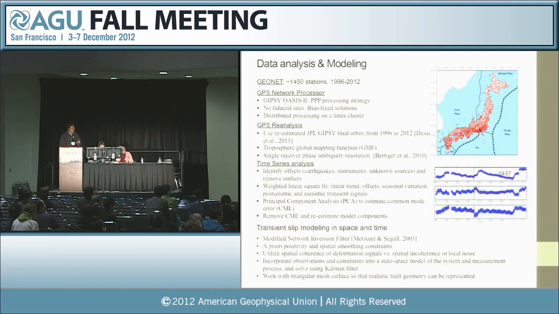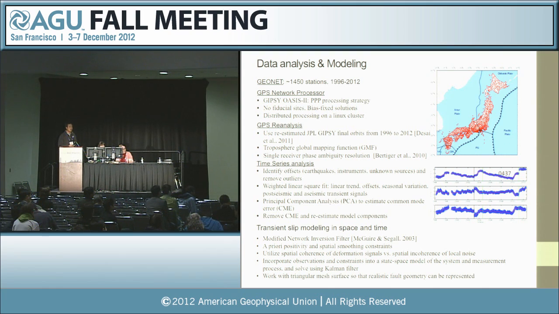So for GPS analysis, we have processed all the GeoNet GPS data, which has about 1,400 stations covering the 16 years time span. The processing was done using the GPS network processor, which is based on the GipsyX/OASIS precise point positioning processing strategy, and it's done in distributed processing on the Linux cluster.